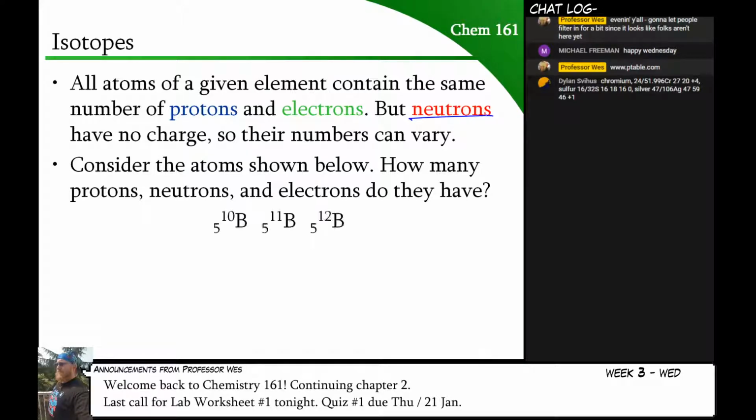I'm going to show you a collection of boron atoms here. And if we were to count the number of protons and the number of neutrons, what we would notice is that, well, they're all borons, so they all have 5 protons. But by looking at the mass numbers here, I could find that this one has 5 neutrons, but this one has 6 and this one has 7.